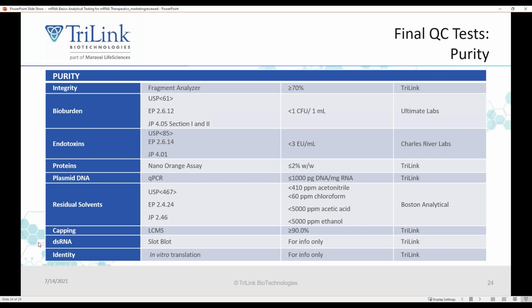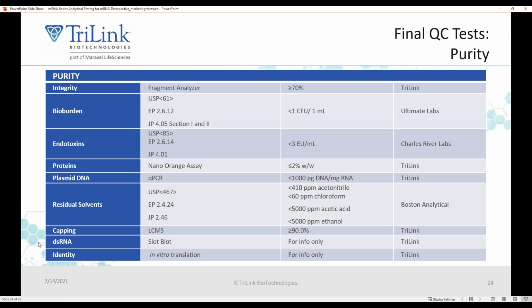At TriLink, we can do method qualification per the ICH Q2 guidelines. We would agree with you on which characteristics of the validation need to be executed. We would be testing for accuracy, precision, specificity, limit of detection, limit of quantification, and linearity and range. Those are all going to be tested depending on, obviously, if it's a quantitative method or not.